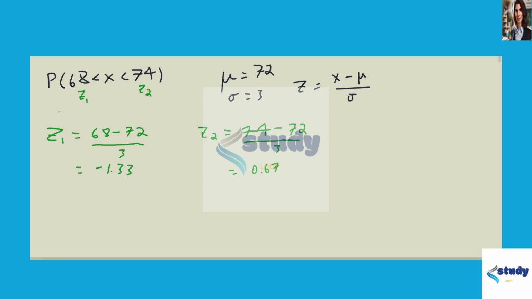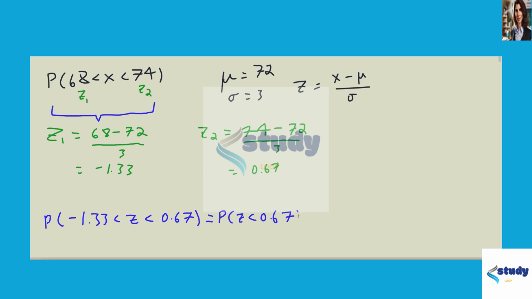And now the next step is going to be to rewrite this in terms of z. So the probability negative 1.33 less than z is less than 0.67 is equal to the probability that z less than 0.67 minus the probability that z less than negative 1.33. That's just by rearranging this part.